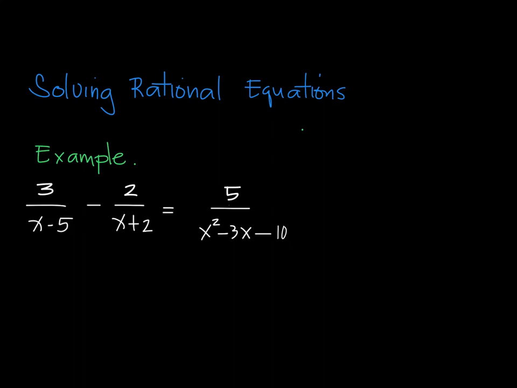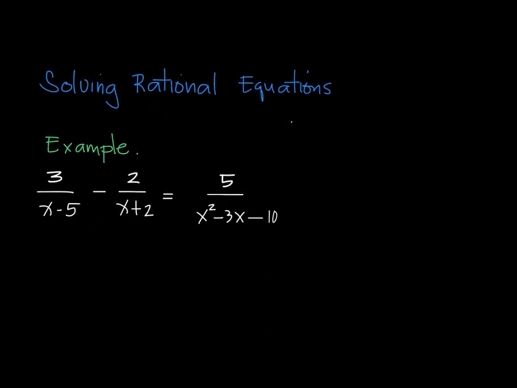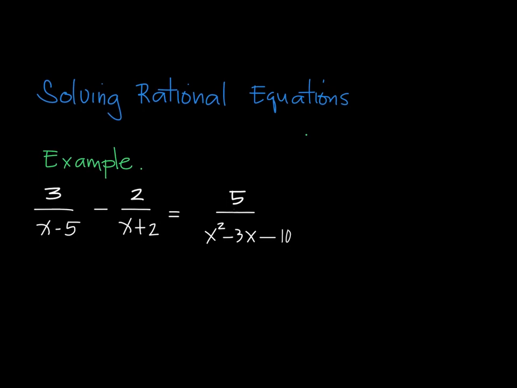Okay, so in this video, I'm going to teach you how to solve rational equations. I have an example here in which it says 3 over x minus 5 minus 2 over x plus 2 is equal to 5 over x squared minus 3x minus 10. Since this is a rational equation, we have fractional expressions. To solve rational equations, the idea is to get rid of the denominator first.